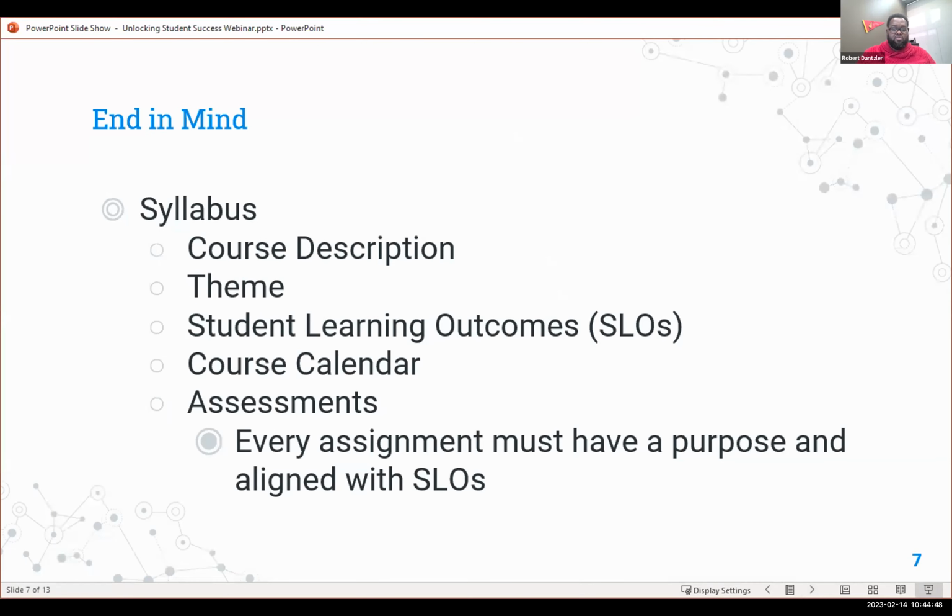All right. So when I was talking about the end in mind, this is what I'm pretty much talking about. Everything for me starts with the syllabus. These are what I would consider the most important things to have in your syllabus. Of course, you want to have your course description, which is supplied by the university. Just a quick, simple copy and paste. Sometimes you may have to change the font when you put it into the syllabus.